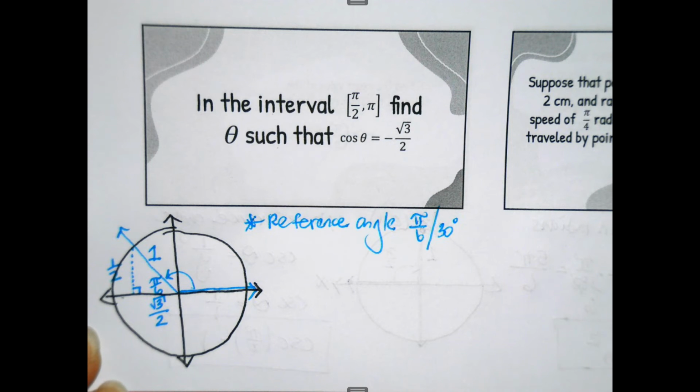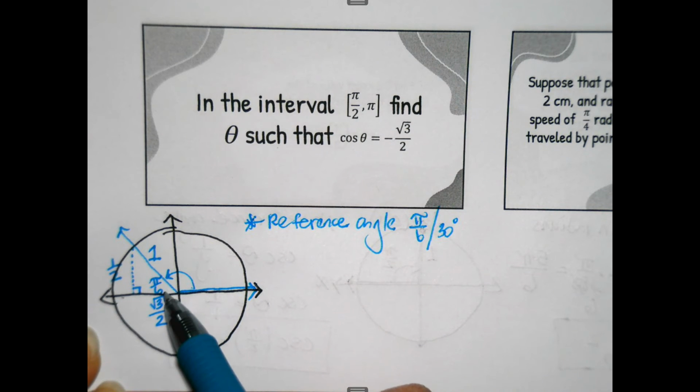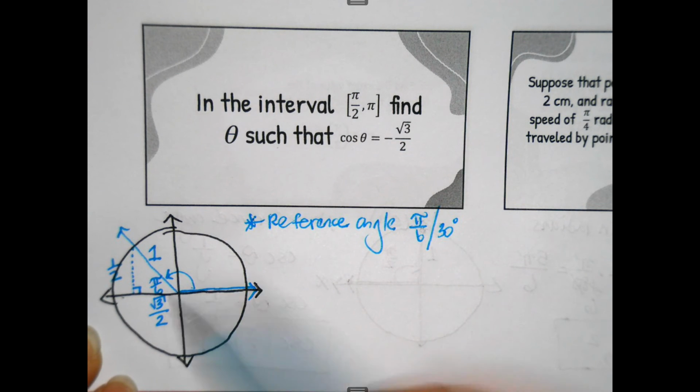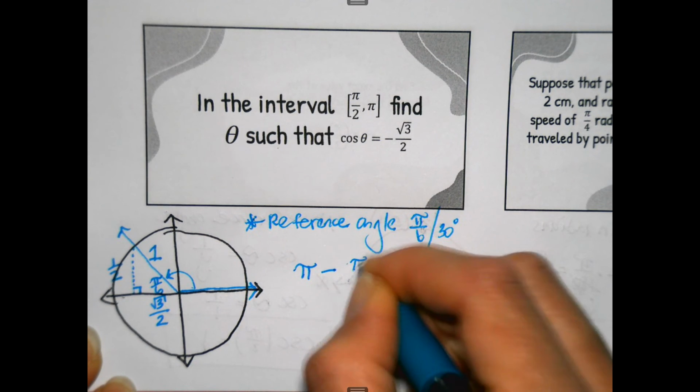And we want to know what angle starts on the positive x-axis, rotates, and stops pi over 6 away from pi, or 30 degrees away from 180, if you like dealing with degrees better. So essentially, I need to take pi and subtract pi over 6.